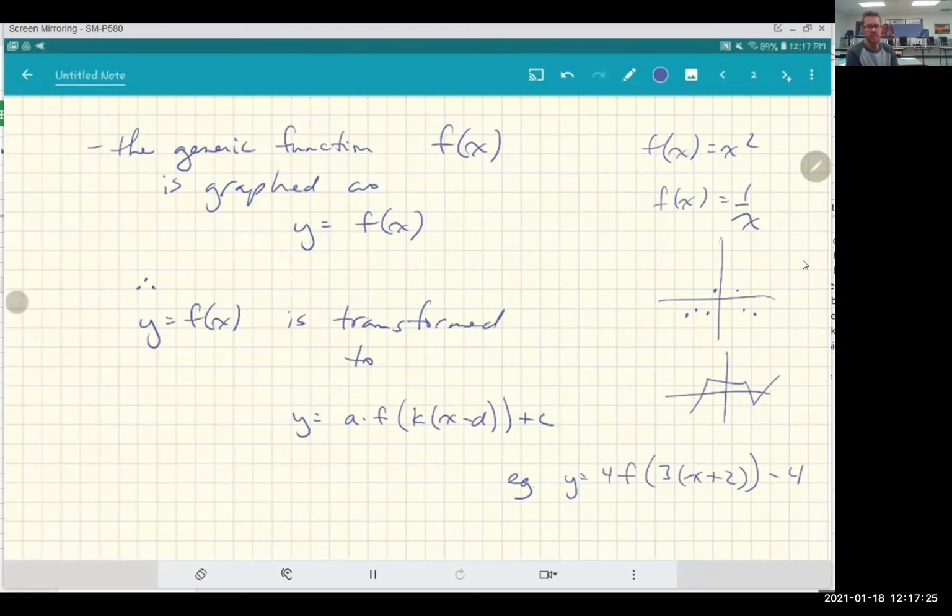Sometimes it'll just say, hey, there's a function, and this is what happened to it. Describe the transformations. And you don't even have to know what the function is, as long as you recognize that, oh, 4, that's an a value. This 3 is a k value. This 2 is a d value. This 4 is a c value, right? I guess the 2 is a negative 2, actually, if it's a d value. This f, of course, is just part of f at x. Okay, it's not a variable.